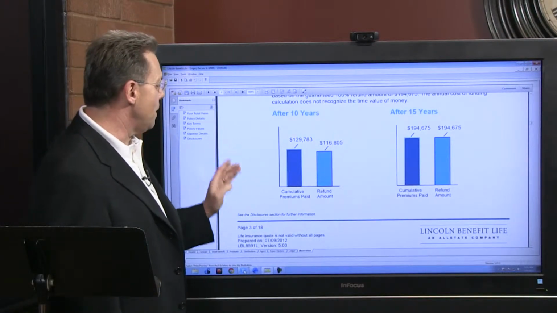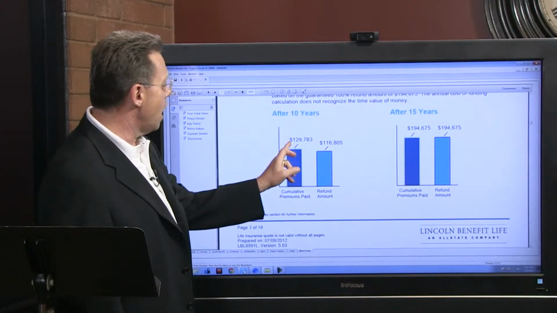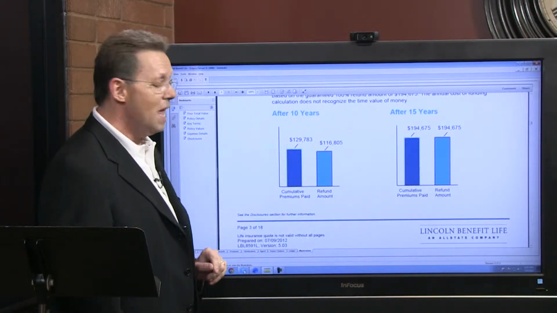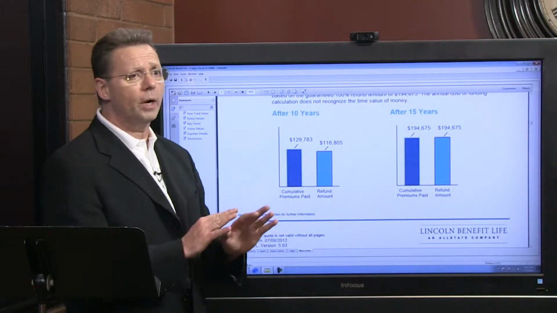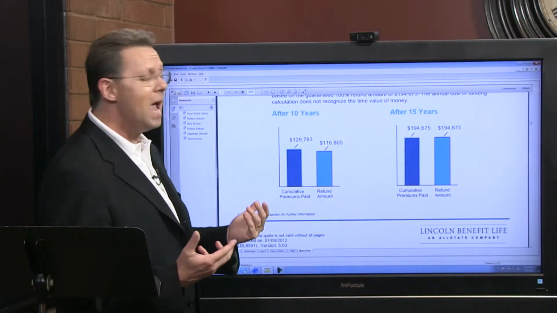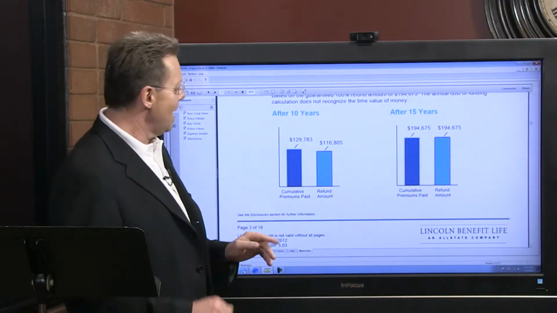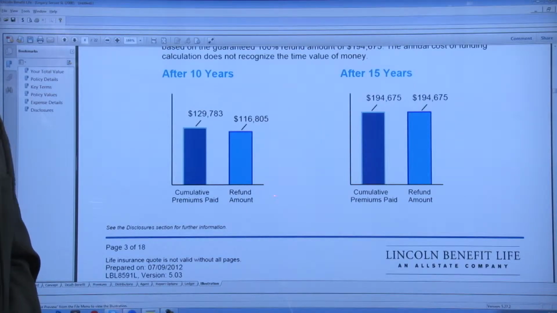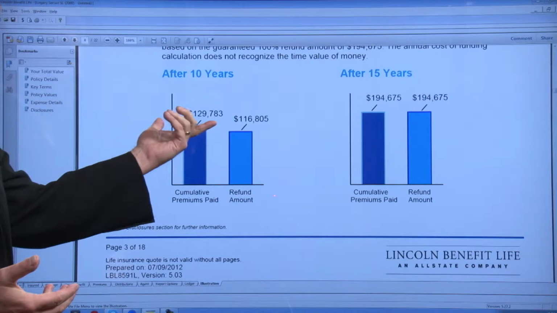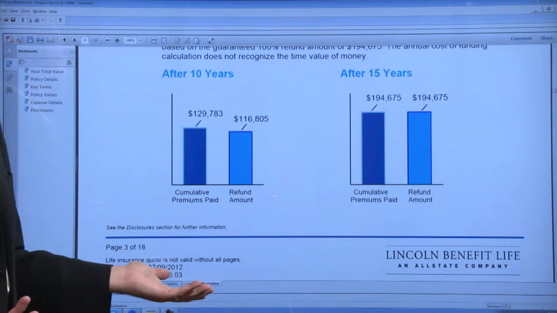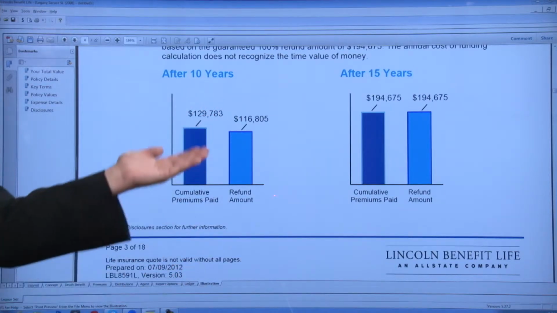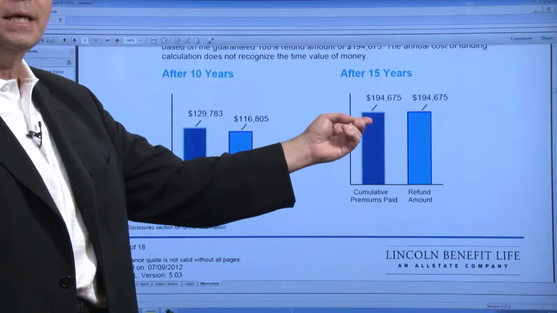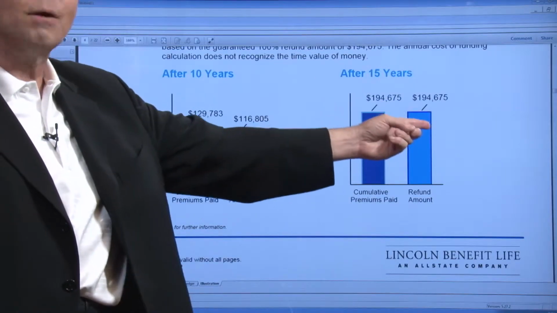And it's really great because I had paid $129,783 over the last 10 years. If I have buyer's remorse for whatever reason or the law changes, I have the flexibility to pivot and I could take my money back. That's $116,800 and I shelled out the difference and I had 10 years of coverage, a second to die. If I had 15 years, whatever I paid in this guarantee is now my refund.